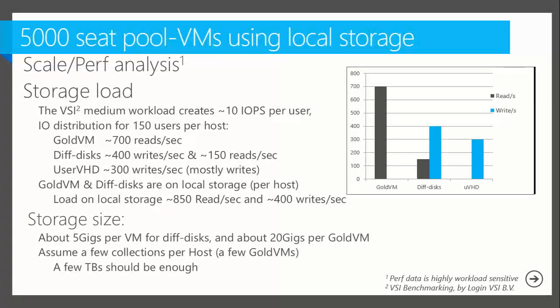In terms of the storage size, on this local storage, 5 gigs is typical for the diff disk of the VMs. And each gold VM is about 20 gigs. So assuming you have several collections on a single deployment, a few terabytes, 2 terabytes should be enough. Again, that should not be a problem with an array of 10 disks.